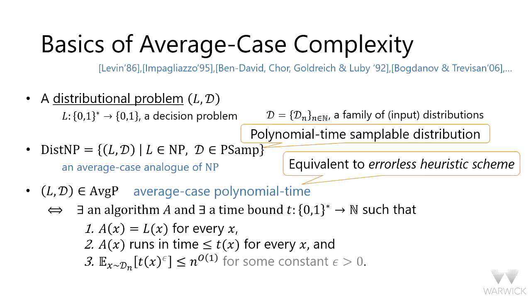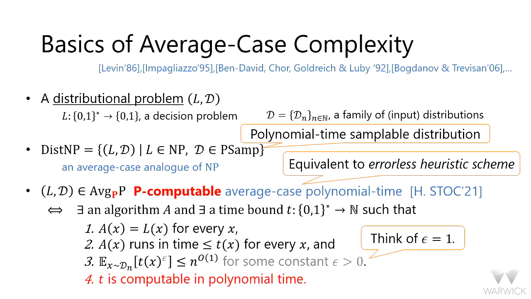We say that a distributional problem is in average P if you have an algorithm A and a time bound T that satisfy the following three properties. The first property says that A is correct on every input, so it outputs L(x) on every input. The second says that the time bound T is an upper bound on the running time of the algorithm on every input. Thirdly, we require that the expected running time is bounded by a polynomial in n. Namely, you take the expectation over x drawn from the distribution of T(x), and that should be bounded by a polynomial. If you have good eyes, you might notice that there is a constant epsilon, but for the purpose of this talk, let's forget it. We just have epsilon to make sure that this definition is robust, but that's not important for this talk.